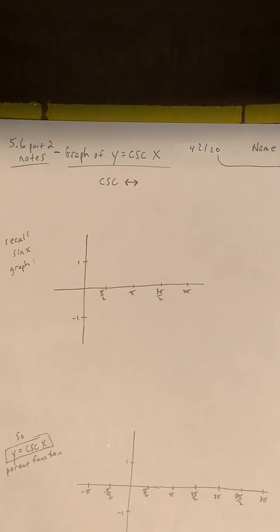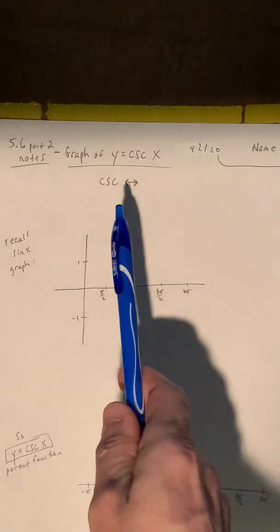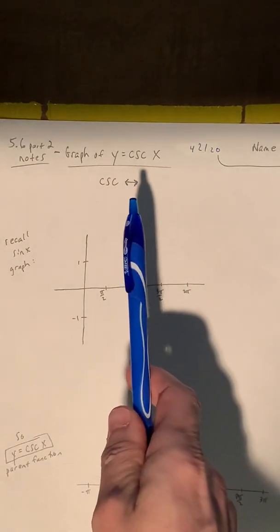We started 5.6 a while ago when we were in school. I think we did part 1, just a little bit of it. But we're going to go back to 5.6 and revisit this section and talk about, in this lesson, the graph of the cosecant of X.